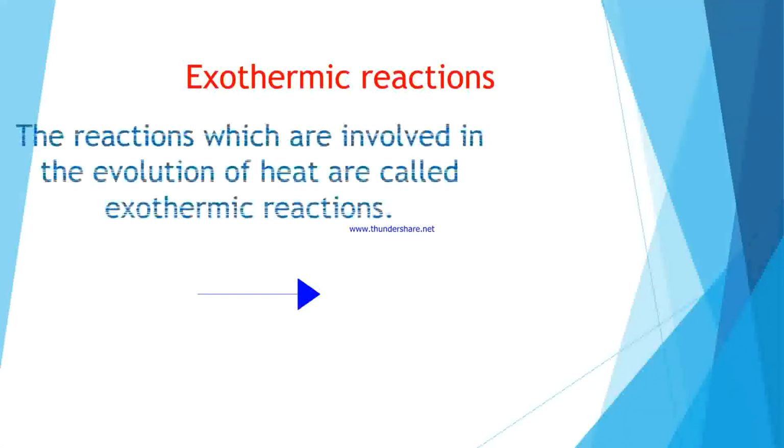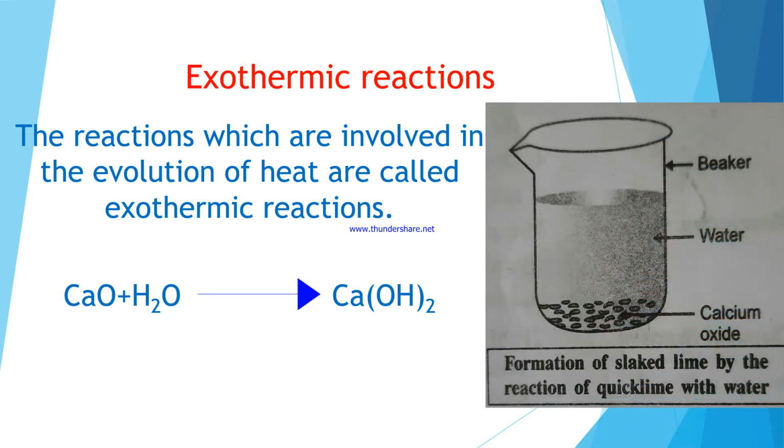What is an exothermic reaction? In any reaction where heat is evolved, it is considered to be an exothermic reaction. When calcium oxide, quicklime, reacts with water, it converts into calcium hydroxide, that is slaked lime. With the supportive image, this is known as an exothermic reaction. The other one is the endothermic reaction.